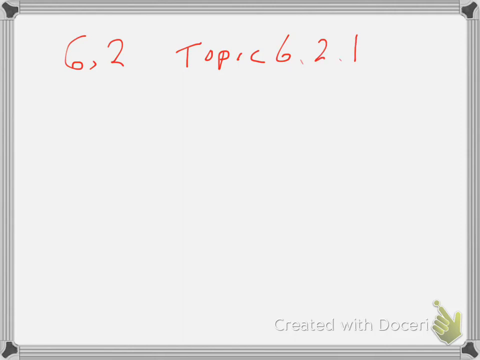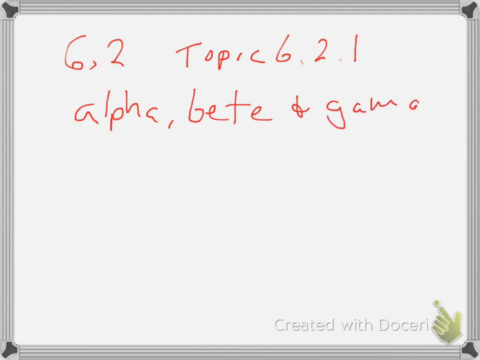We're going to be talking about alpha, beta, and gamma particles. Let's just first look at these, just sort of identify each one. Beta, sorry, that's an A, and just sort of look at the properties of each of these.